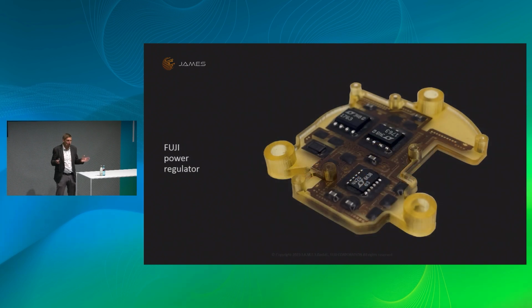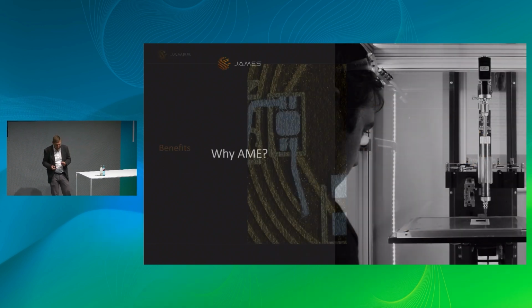Another application is a power regulator from one of our partners, the company Fuji. This is also a combination of mechanical requirements, those holes for the screws, and electrical requirements, and it is printed in one single print. It was implemented in a customized robot arm where they don't have much space, so they needed a very small solution and to print it in one single print.